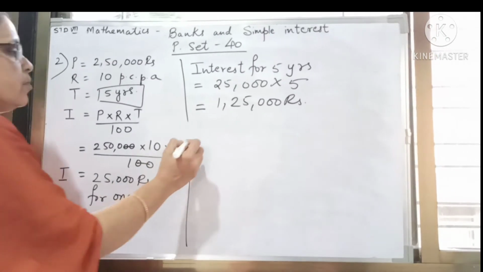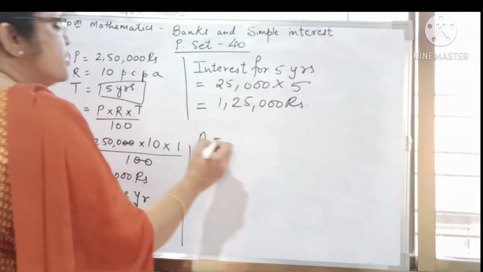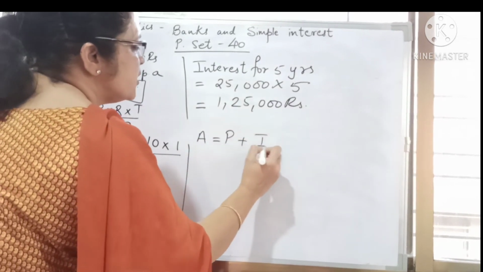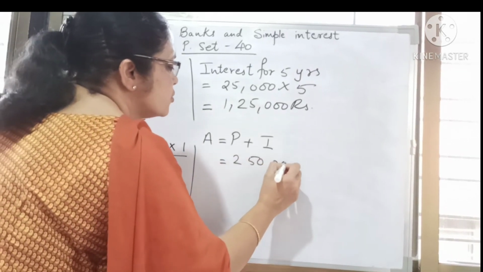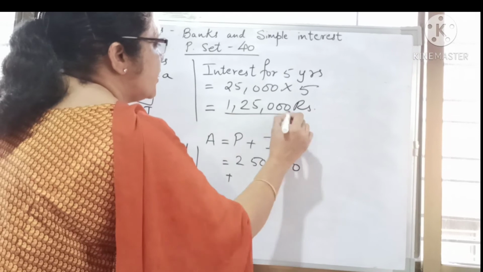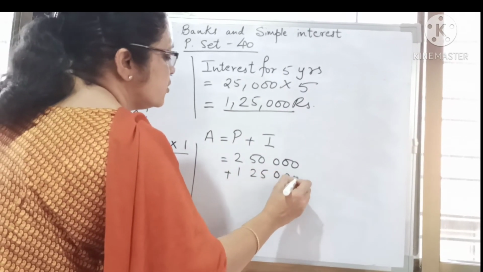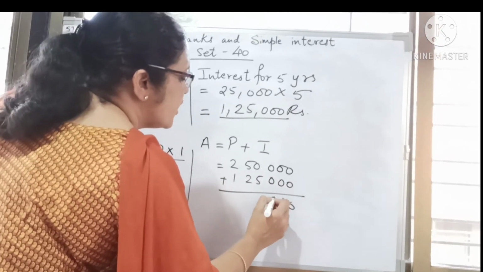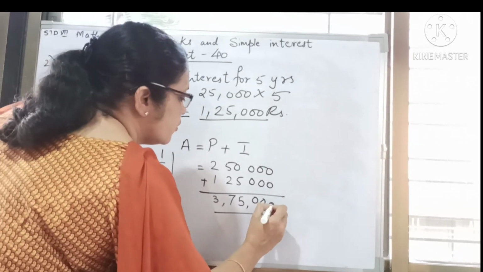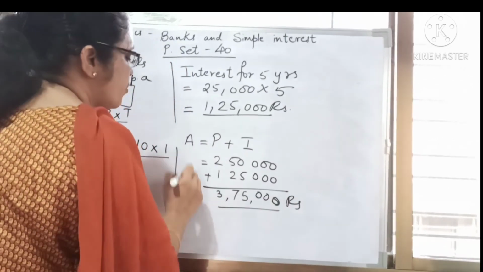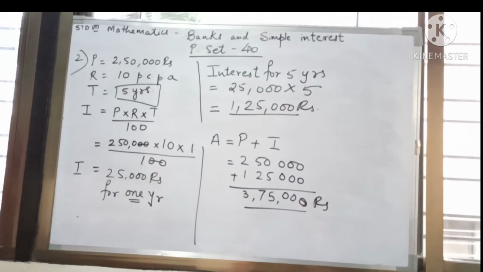The amount when he will return to the bank at the end of 5 years will be principal plus interest. So principal is 2,50,000 and interest at the end of 5 years is 1,25,000. So you will add this to get the amount. So this is the amount he has to return to the bank at the end of 5 years.